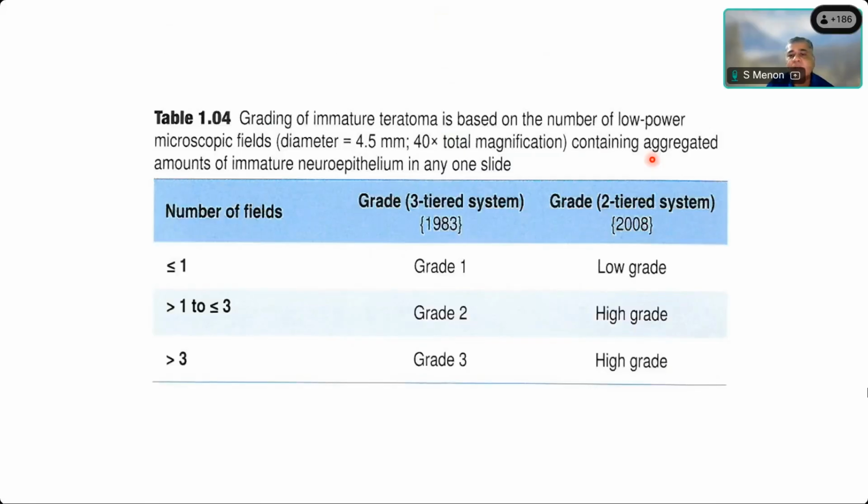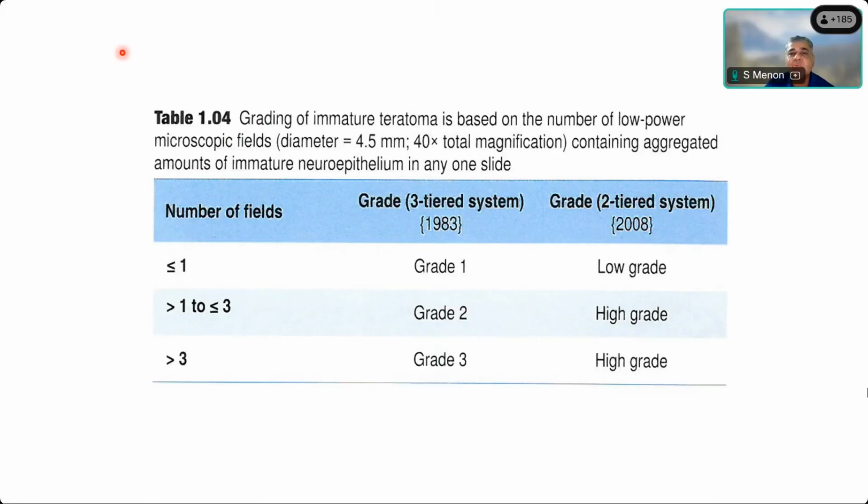So this is the grading of immature teratoma taken from the WHO book. When you look at immature neuroepithelium, you have to look at the aggregates of immature neuroepithelium. If any one slide has less than 1 4x focus, you call it grade 1. If any one slide of the sections you have taken has more than 4x focus of immature neuroepithelium, then it becomes grade 3. So you see how much it is dependent on the number of sections which you take at gross. So adequate grossing is very, very important in these tumors.